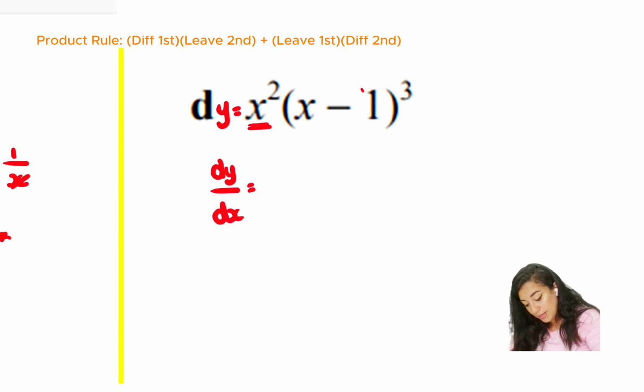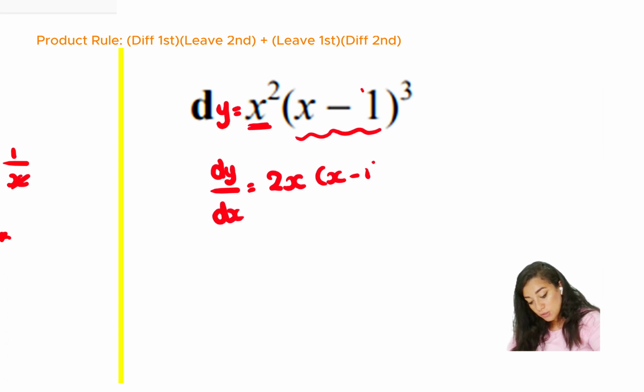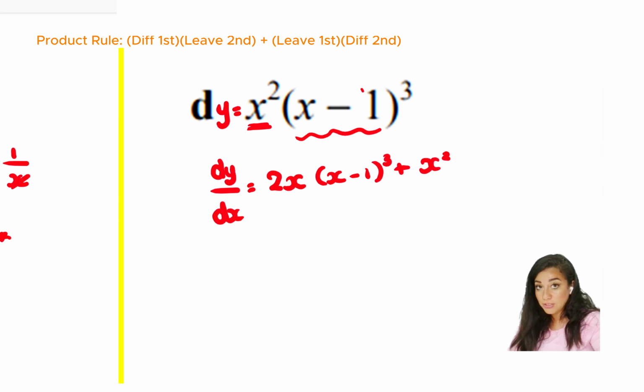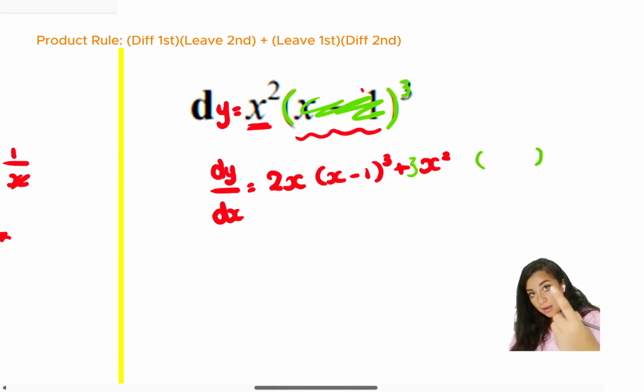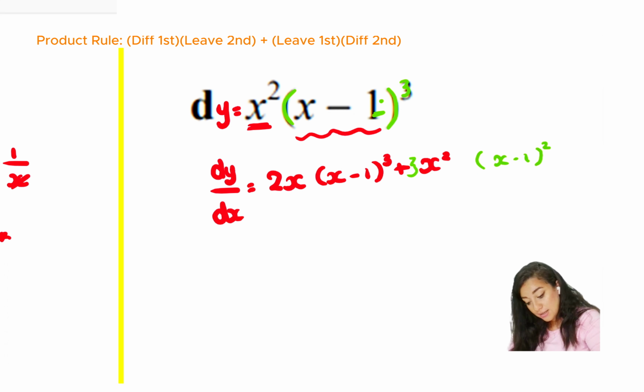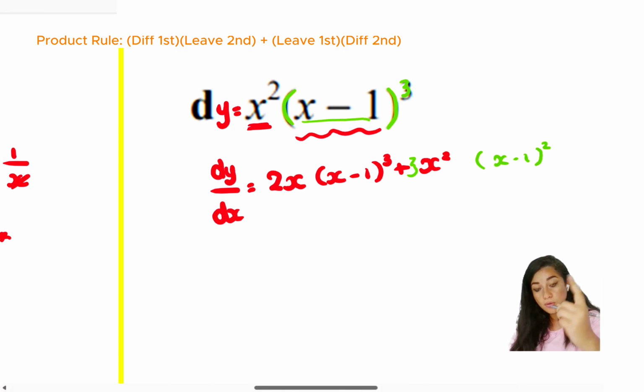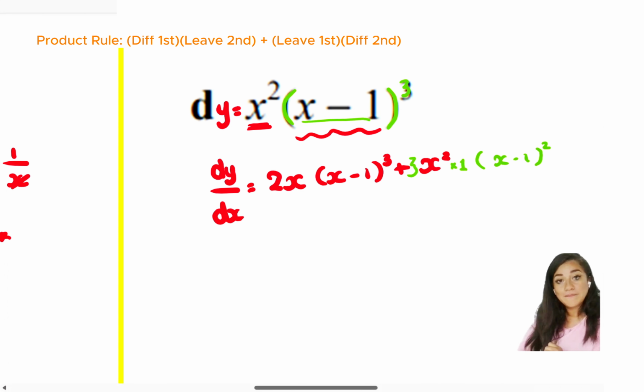Differentiate first. So I end up with 2x. Leave second. So I end up with x minus 1 all cubed. Plus leave first. So it's x squared. And then differentiate second. Now the second differential here, when I come to differentiate, is a chain rule question. So the way I do it is I ignore this and I differentiate the outside, which is the brackets cubed. So if I differentiate that, I multiply by the power. So I multiply by 3. And then I've got my brackets, 1 away from the power, 2. And so I've got x minus 1. And then I differentiate the inside. If I differentiate the inside, what do I end up with? 1. So times 1. And that's it.